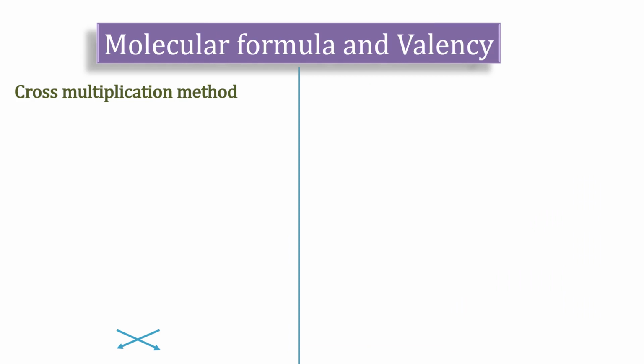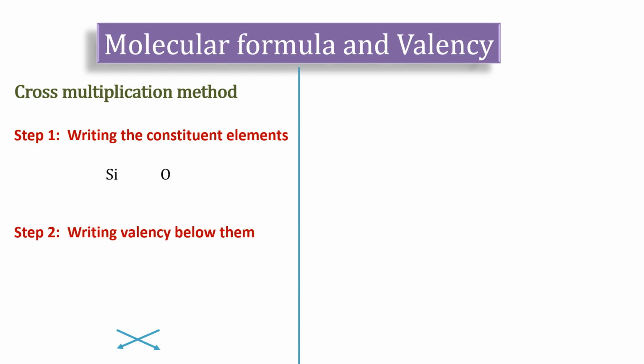Let's learn how to write a molecular formula by the cross multiplication method. To know this, step 1 is writing the constituent elements of that compound. So here again I am taking the example of silicon dioxide. So I am writing down the constituent elements as Si and capital O. Then you have to write down the valency below them. So I am writing down the valency of silicon as 4 and the valency of oxygen as 2.